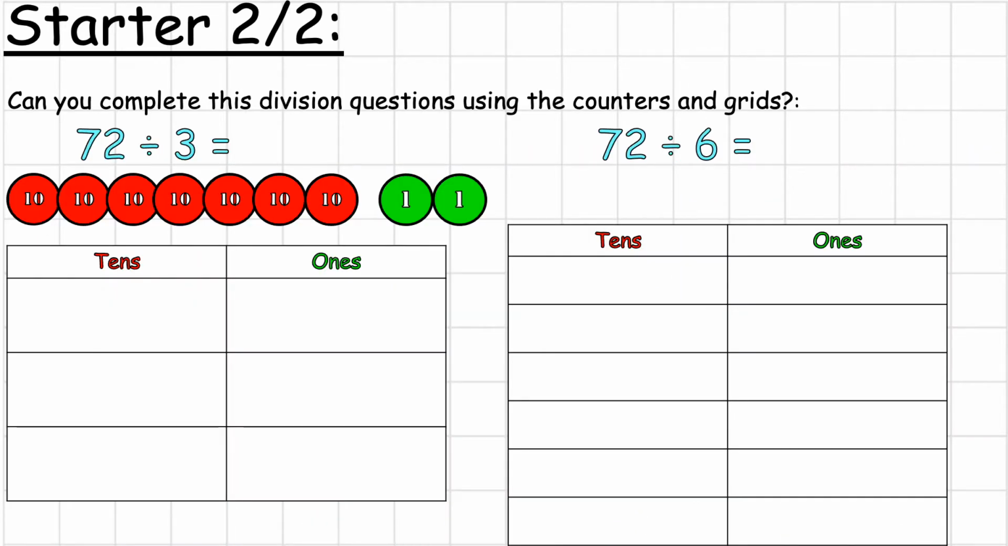And in our second starter for today, can you complete these division questions using the counters and grids? You've got 72 counters there, representing our tens and ones. So you can use these counters for both questions. However, the first one where we're dividing by 3, you've got 3 columns. The next one where we're dividing by 6, you've got 6 columns. Another important thing to note is you're always going to be left with 1 ten. What are you going to have to do with this 10? Can you remember how we regroup when we're dividing? That's a big clue there. So, hit pause, give these a go. If you really are stuck, it's fine. Just hit play and we'll talk through the answers together.